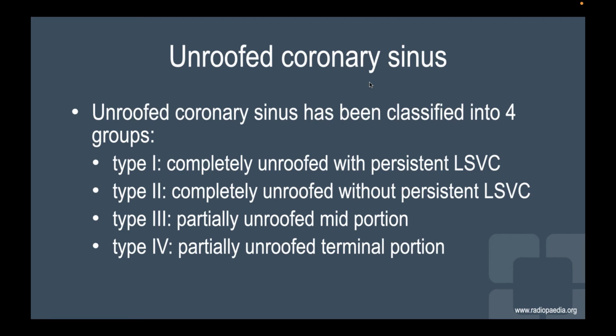Type 2 is a completely unroofed sinus without a persistent LSVC. Type 3 is partially unroofed at the mid portion, and type 4 is partially unroofed at the terminal portion, which kind of looks like the one that I showed you, towards the terminal portion right before it entered into the right atrium. So this would be a type 4 unroofed coronary sinus that we just saw. Any questions about those images? Anybody, you want to see them again, or we're good?